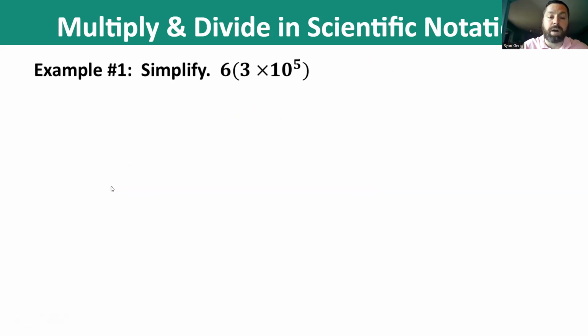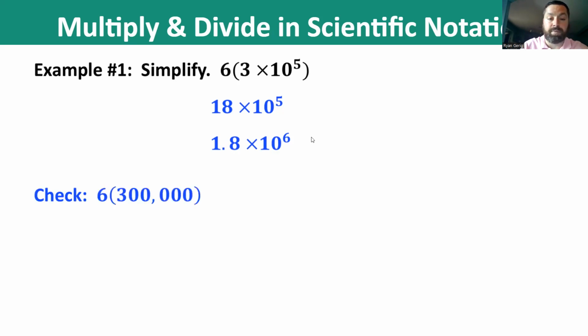All right, so we're going to actually do the problem now. We do 6 times 3, which is 18. And we actually don't do anything to the base of 10. Just stays 10 to the 5th. Now, we got to make sure our answer is in scientific notation. So 18 is not between 1 and 10. So I got to move the decimal back between the 1 and the 8. When I do that, I make that number smaller. So I got to make the exponent bigger by 1. So the exponent of 5 becomes an exponent of 6. And that's my final answer.